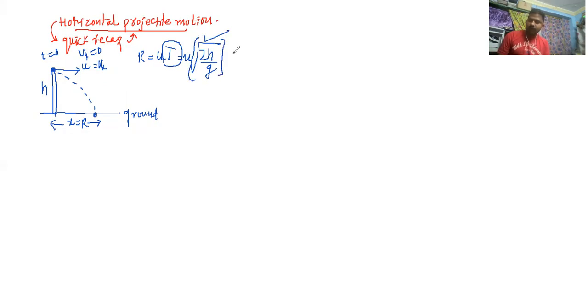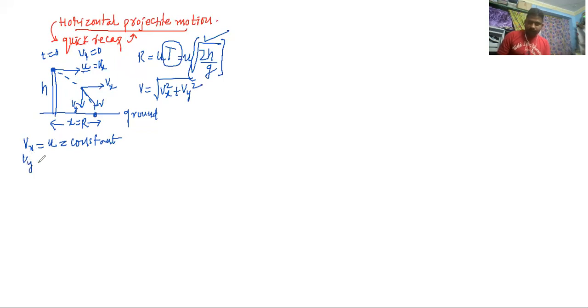Now, at a particular instant, let's see. At this instant, what is the velocity of the projectile? This is the velocity v, and there is a horizontal component and a vertical component, both I can draw. So it is vx and vy. At this particular point, the velocity is square root of vx square plus vy square. Now, what is vx? Vx is equal to u, that is constant. The horizontal component of velocity is constant everywhere.